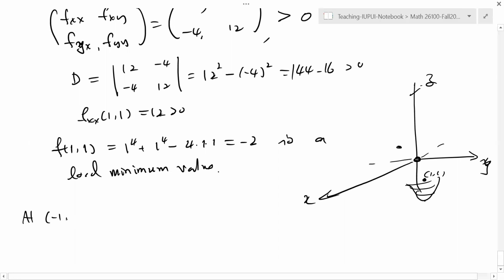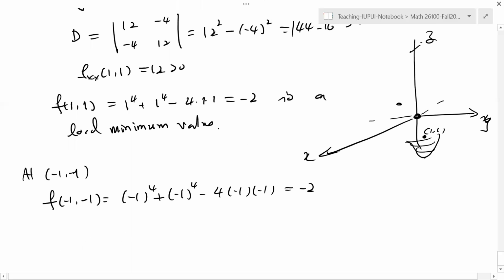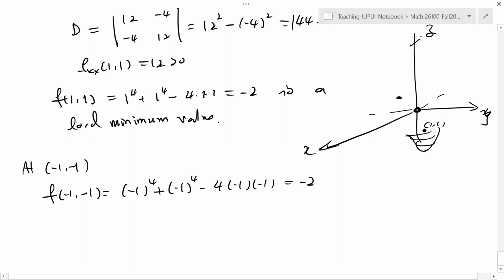So at the point -1, -1, the value of the function is going to be -1 to the fourth power plus -1 to the fourth power minus 4 times -1 times -1. So you still get the same value, -2. Let's look at the matrix.